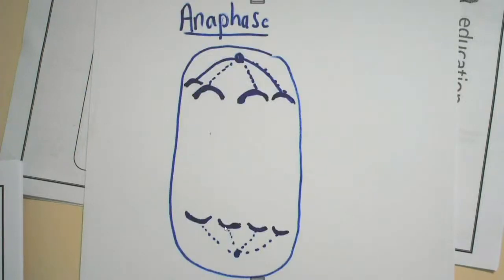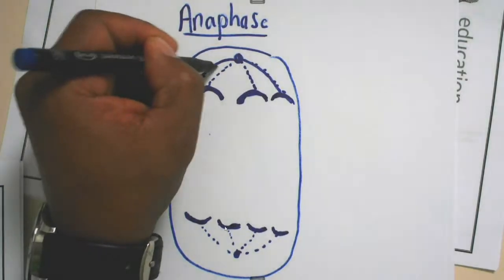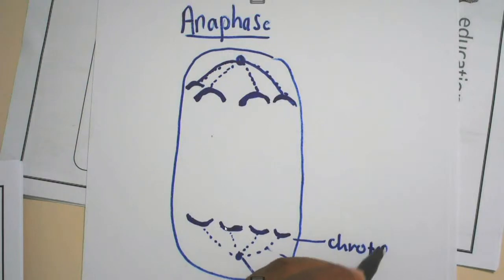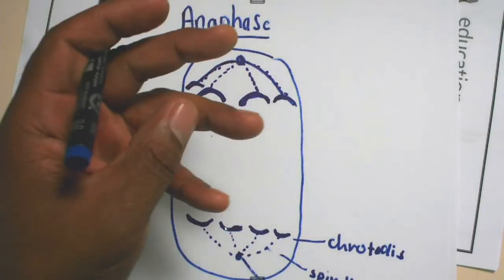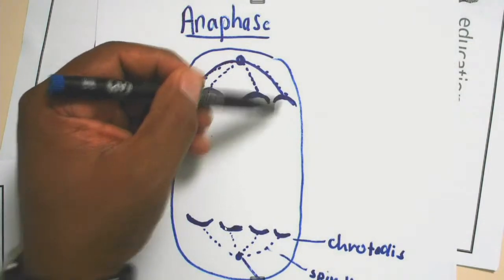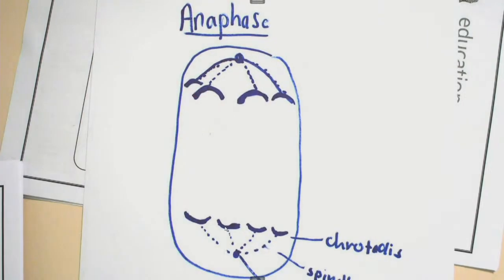Now we see the spindle fibers in anaphase contract and pull the chromatids towards the opposite poles of the cell. We still have our centrosome there. We still have the spindle fibers. And now we have the chromatids that were separated from the sister chromatid of the chromosome. Now these are separated, and we have chromatids.